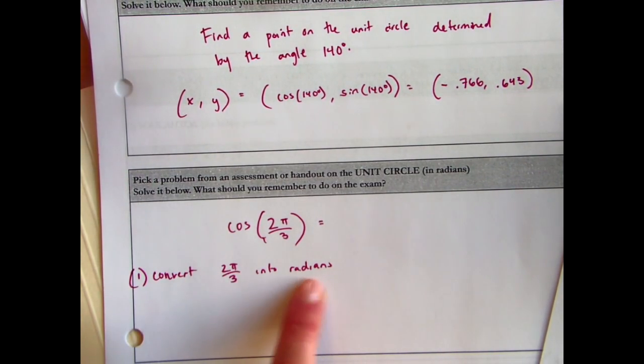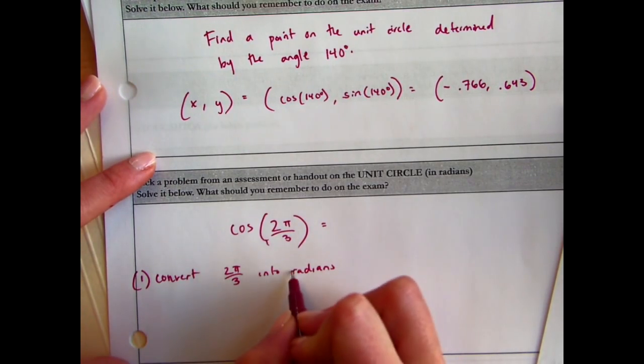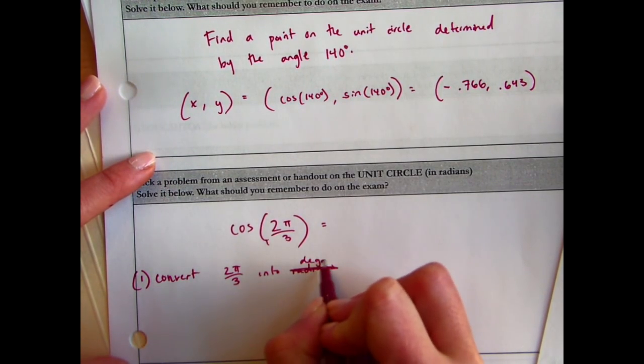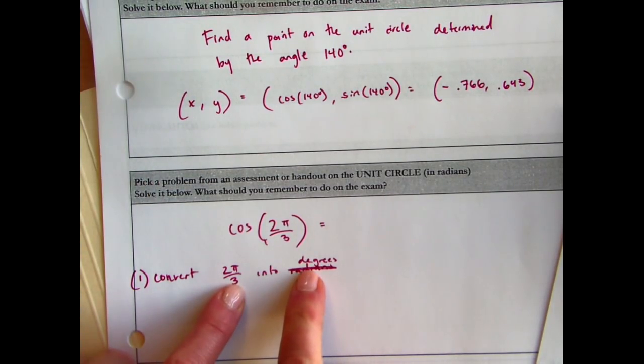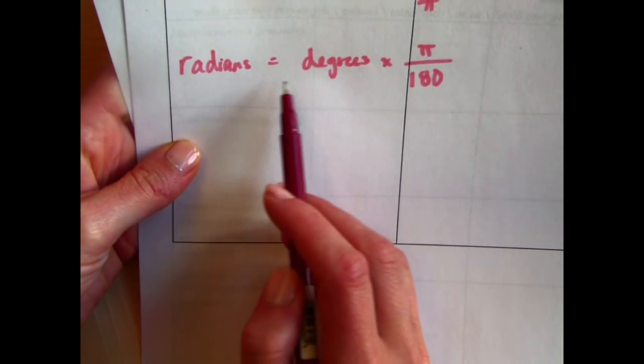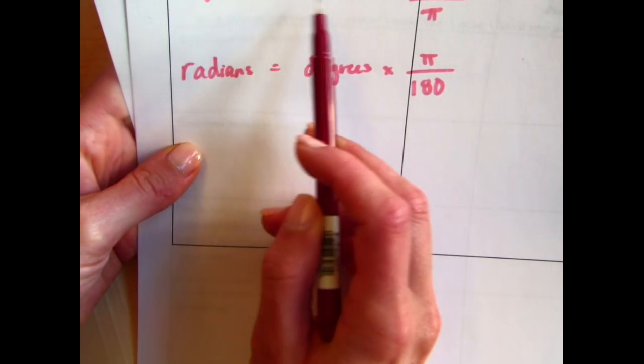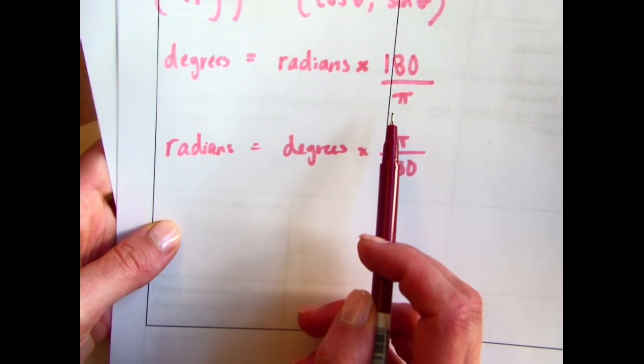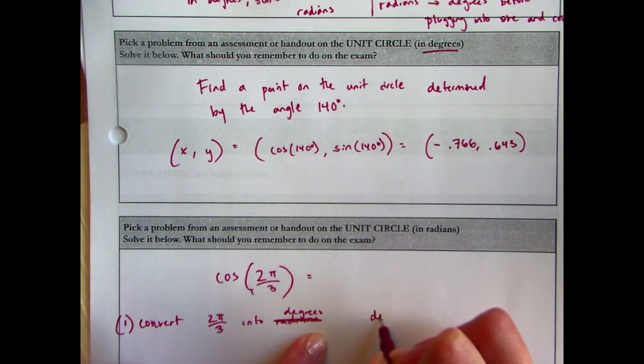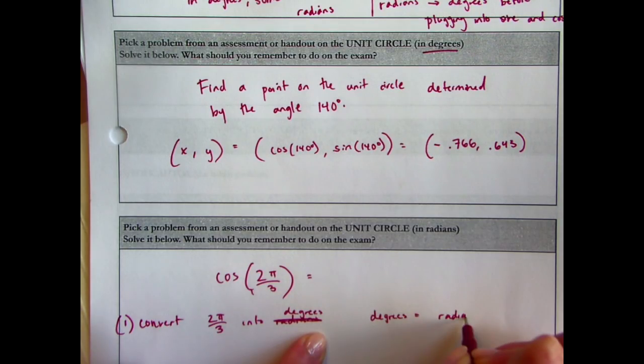And I can go ahead and plug the cosine of 120 degrees into my calculator, and I will get negative 0.5. So the second step would be to plug into your calculator. Okay, so that's an example of how to fill out your study guide for key concept number 1.